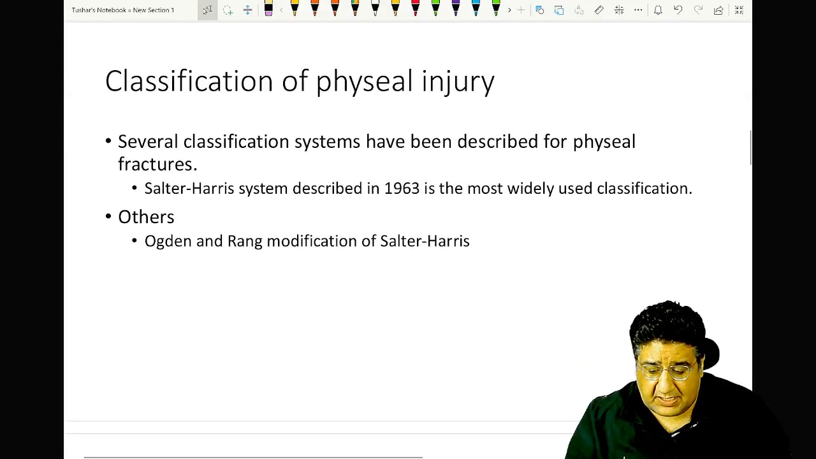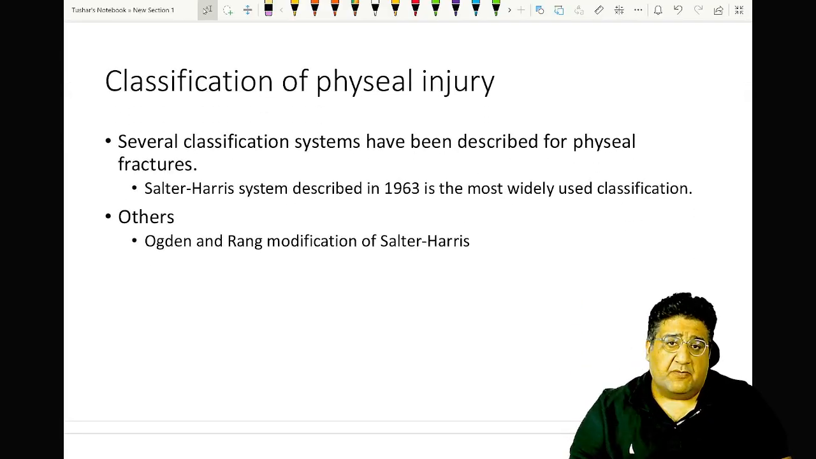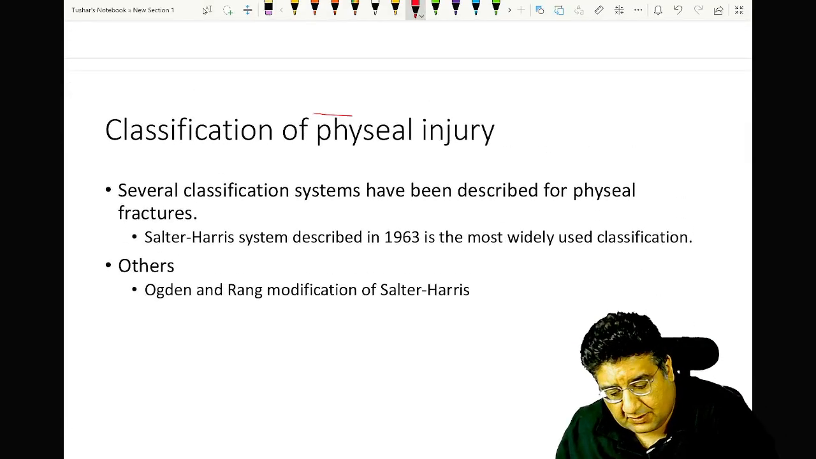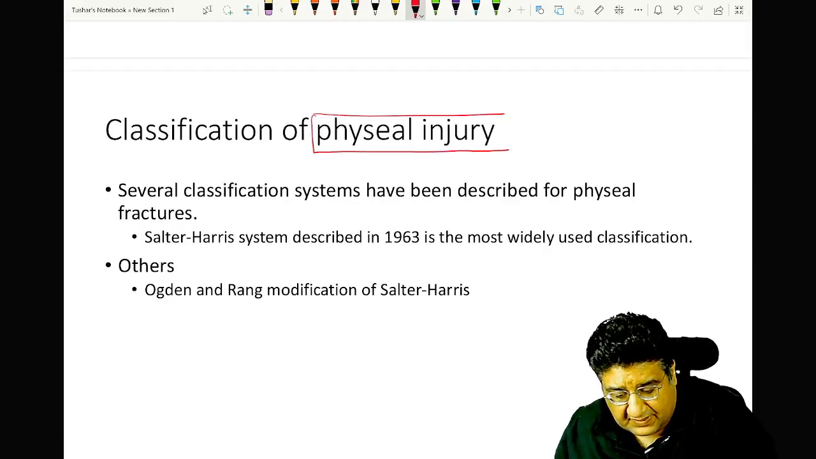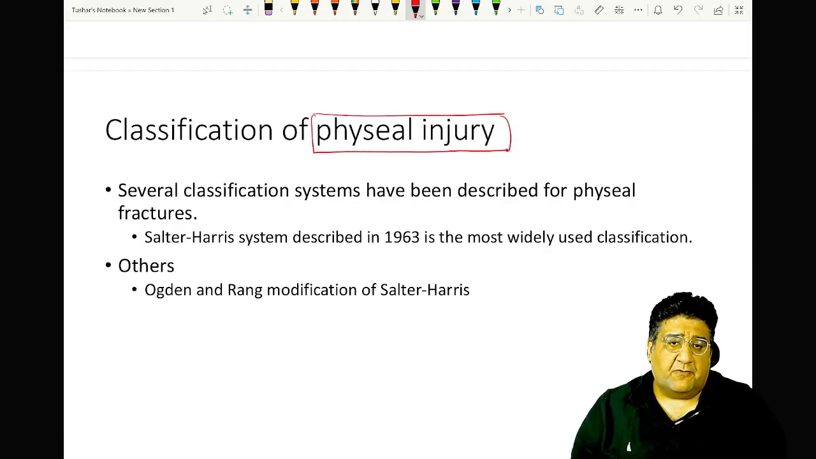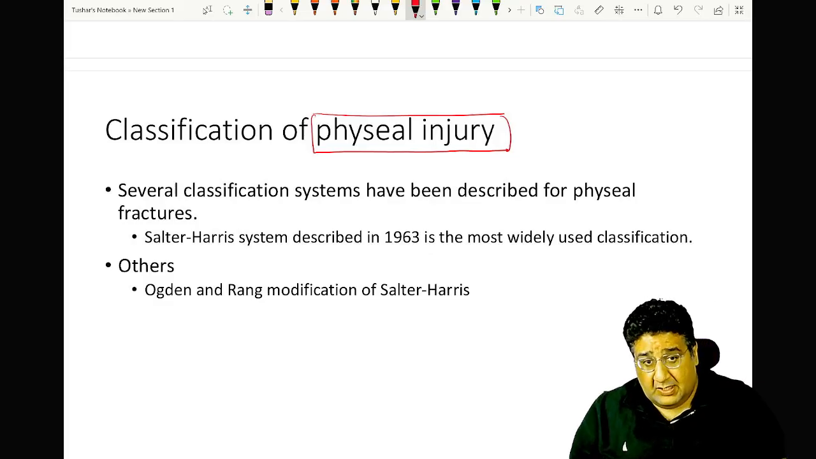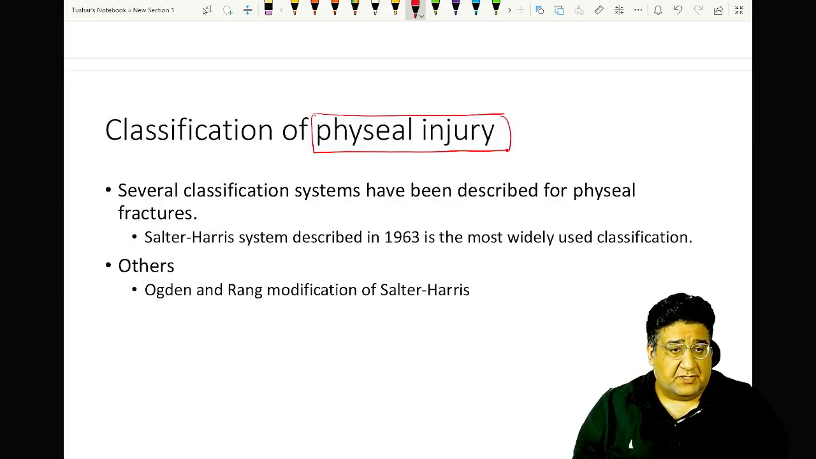So, if anatomy is clear, then I can take you to the next topic, which is physeal injury, physeal trauma. Please understand, physis is growth plate. Growth plate is made up of cartilage. Cartilage has no bone. Therefore, I have not used the word fracture. I never said physeal fracture. I said physeal injury, physeal trauma.